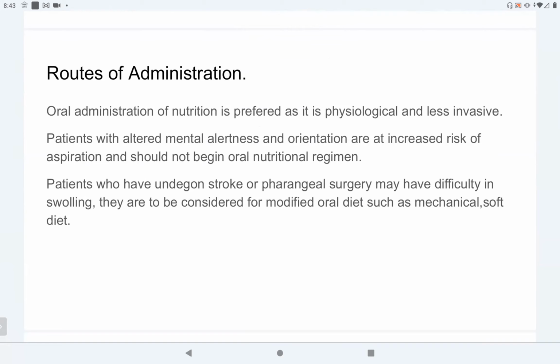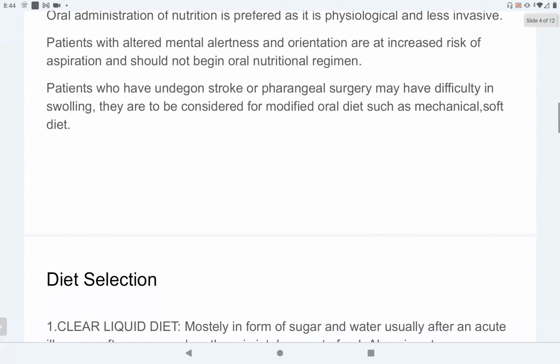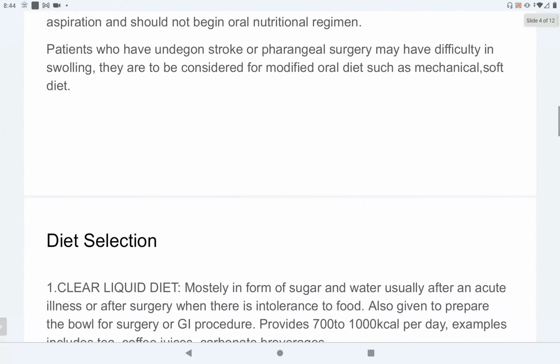Route of administration. Oral route of administration of nutrition is preferred as it is physiological and less invasive. Patients with altered mental alertness and orientation are at increased risk of aspiration and should not be started on an oral nutritional regime. Patients who have undergone strokes or pharyngeal surgeries may have difficulty in swallowing. They are to be considered for a modified oral diet, such as mechanical or soft diets.